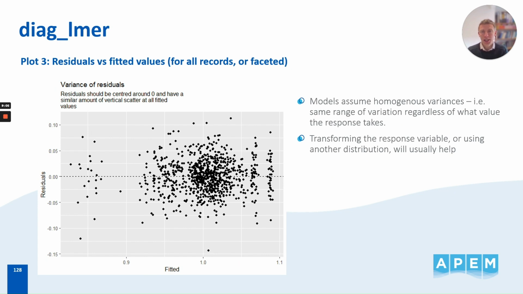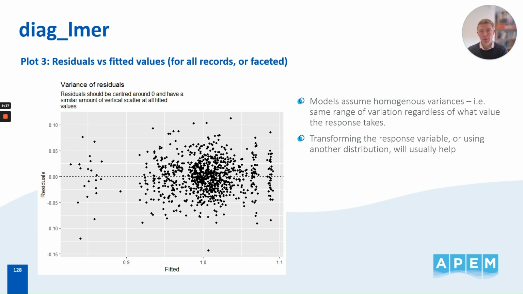The third plot plots the residuals against the fitted values. So the fitted values are along the bottom, with low values on the left and high values on the right, and the residuals are on the vertical axis. This tests the assumption of homogeneous variances. Ideally, we would expect to see the same range of vertical variation or scatter in the residuals, regardless of what value the response takes. In this particular example, the data fulfills that assumption quite nicely.